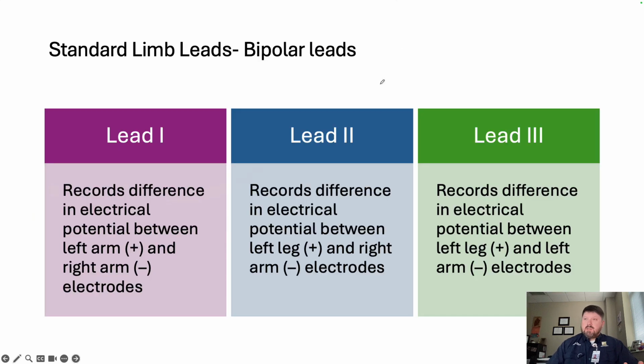So lead 1, just another view of this. Your negative is going to be on your right arm. Your positive is on your left arm. And that gives you lead 1. Lead 2, your negative is on your right arm and your positive is on your left leg. And then lead 3, your negative is on your left arm and your positive is on your left leg.